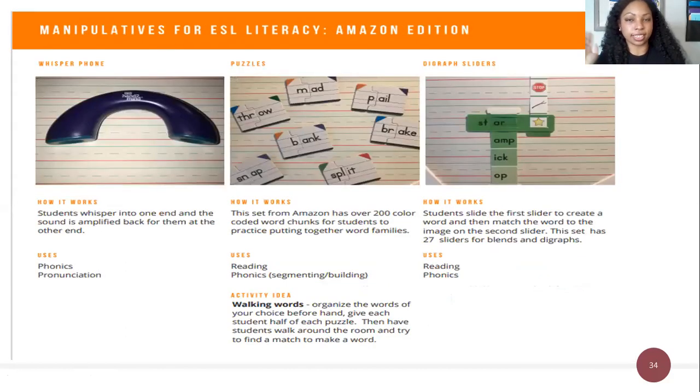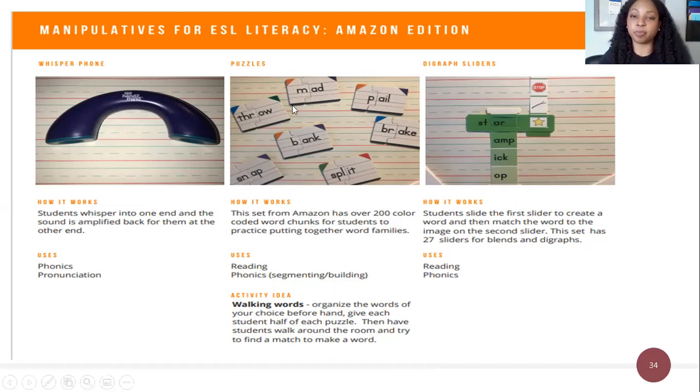Sometimes we don't want to make things, and sometimes we just want to buy them. So here are three that you can buy directly from Amazon that I like. Number one is the whisper phone. This is kind of old school, but you whisper into one end and the sound is amplified back at you at the other end. This is great for phonics and pronunciation because they can hear if they're pronouncing the sound correctly. It's also great for really shy students who don't like speaking up, because as adults, we tend to get a little nervous that we might get it wrong and feel embarrassed.